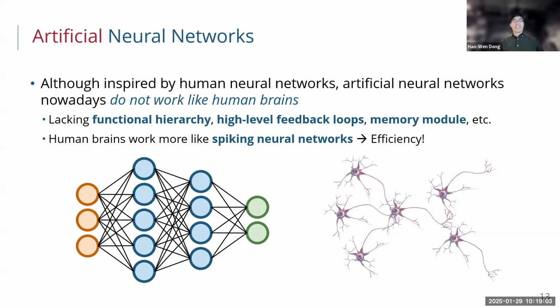Actually, human brains don't work like the artificial neural networks that we know nowadays. It's actually more like spiky neural networks, which are much more efficient, but that's a different story. So keep in mind that human brains are very different from the neural networks we talk about today, but they sort of inspired today's neural networks.